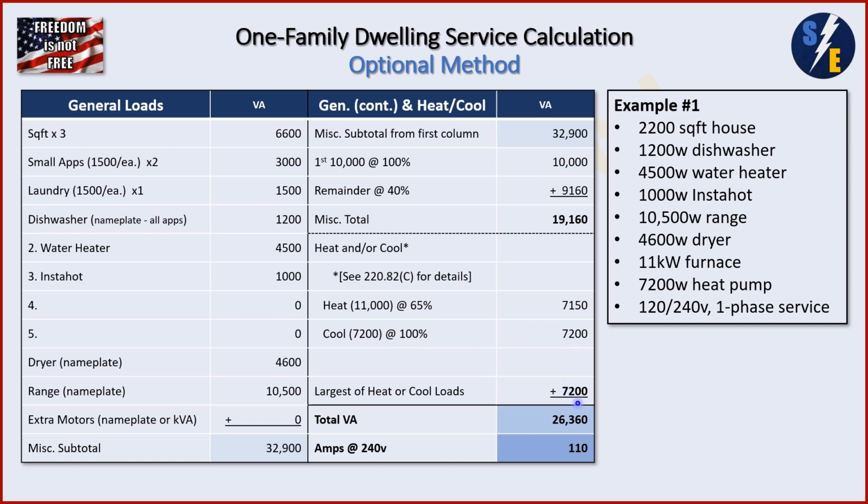So 7,200 is going to be our largest load for heating and cooling. We're going to add that to our 19,160, and we're going to come up with 26,360 for a total VA. Divide by 240, and we get 110 amps.